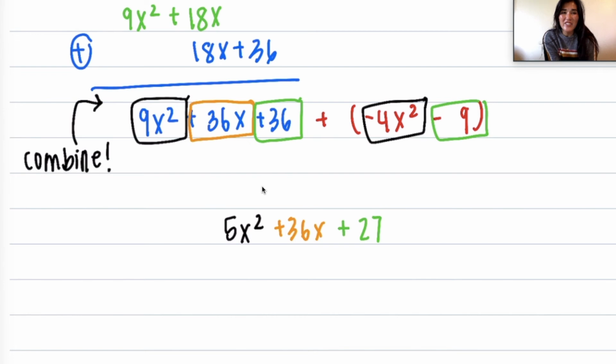All right, guys, there is your final answer. 5x squared plus 36x plus 27. How did you guys do? Thumbs up? Hope so. All right, we'll take a look at one last thing that I want you guys to watch out for, and then that should be enough to get you guys through homework.